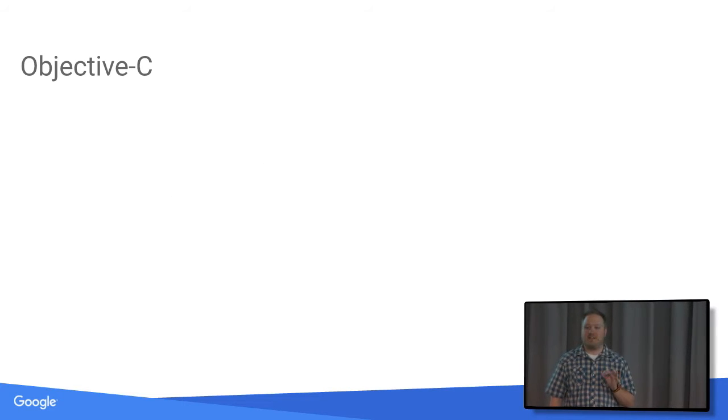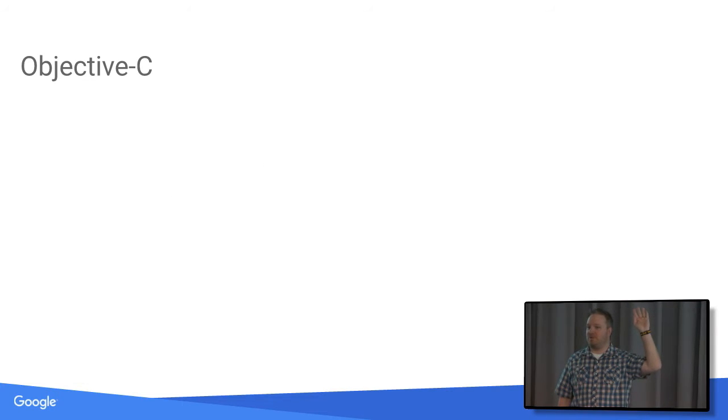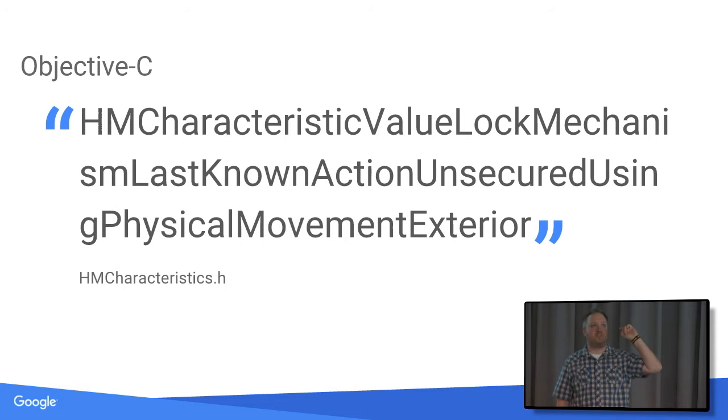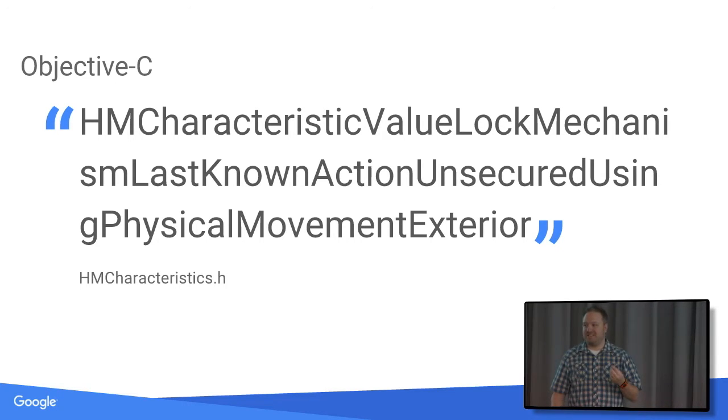Objective-C. Has anyone coded in Objective-C before? Quick show of hands. Quite a few of you. Did you know that there is a property called HMCharacteristicValueLockMechanismLastKnownActionUnsecuredUsingPhysicalMovementExterior? Objective-C is very verbose. It's very quirky. This is 87 characters of greatness. There's also an Interior, in case anyone was curious.